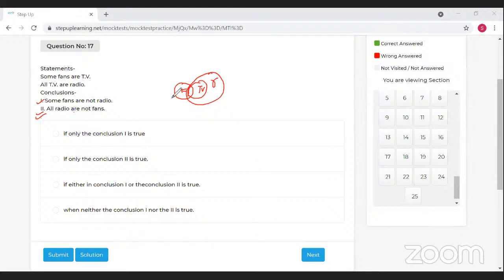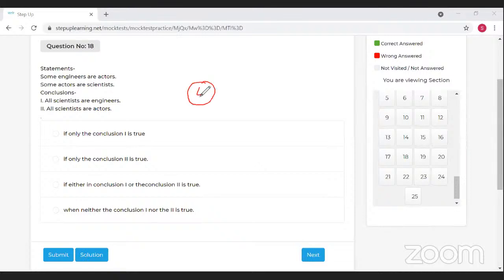So I don't want you to get confused now. We will get back and solve this one later. Let's move to the next one.